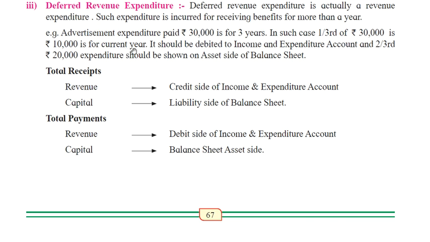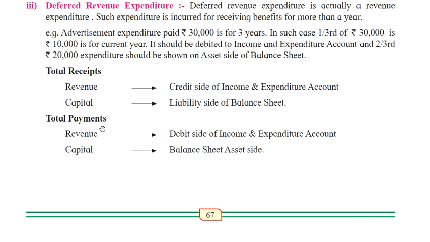So while calculating receipts and payments, we need to consider the current year, previous year, and next year. So 10,000 we are considering for the current year, and it should be debited to the income and expenditure account. And the two thirds portion, 20,000 expenditure, should be shown on the asset side of the balance sheet.